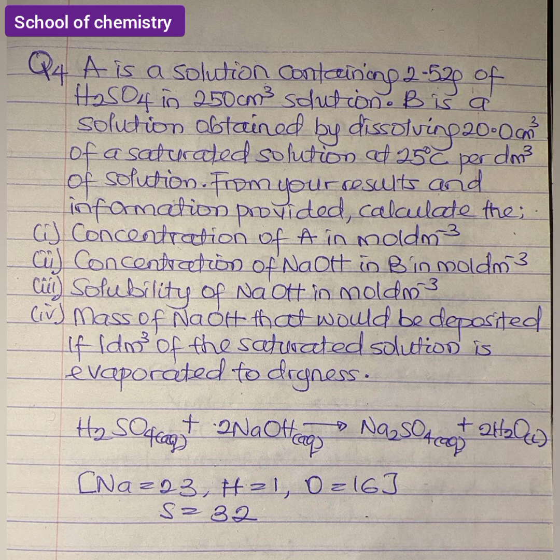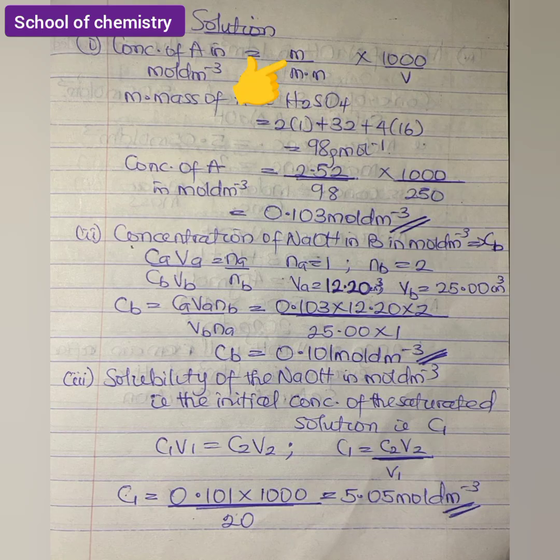Now let's proceed to the question. Obviously, our mole ratio from acid to base is 1:2. Now, the conc of A in mole per dm cube, how do we get that? We can get that by simply using the formula. Go to the next slide. The formula is mass over molar mass times 1000 divided by V. Again, we show how we get the molar mass. What's the molar mass of A, which is H2SO4? Molar mass of A is 2 times 1 plus 32 plus 4 times 16. That will give me 98 grams per mole.